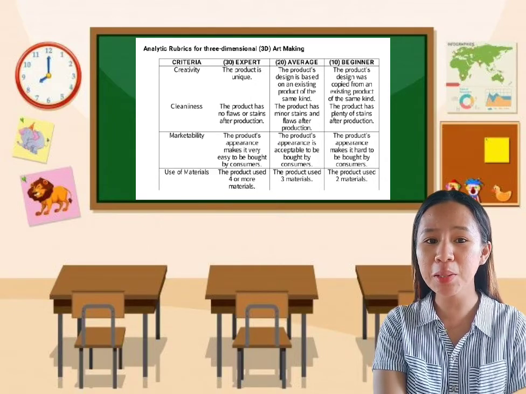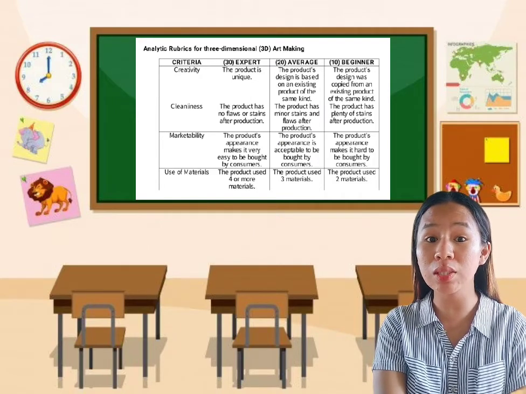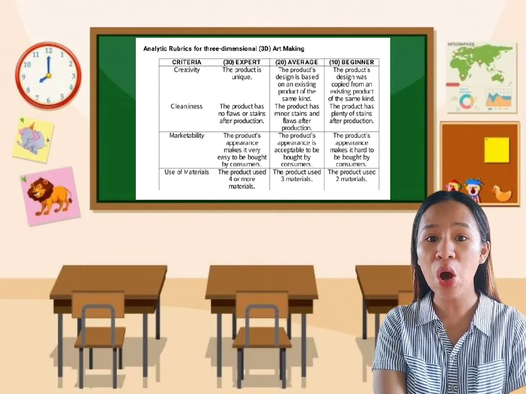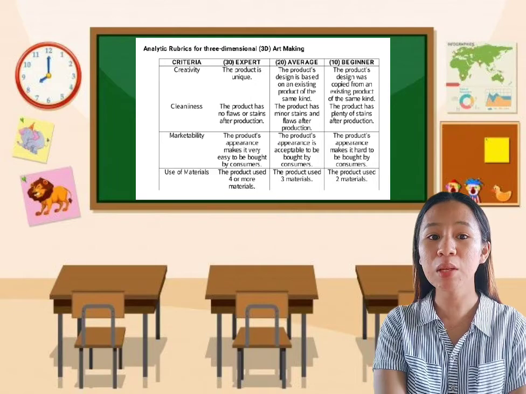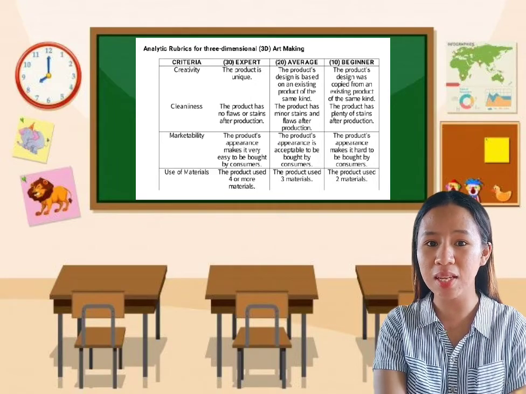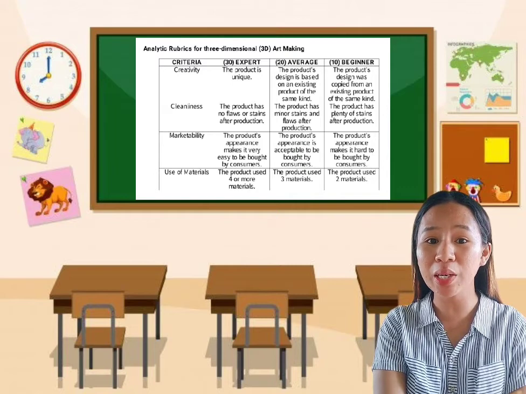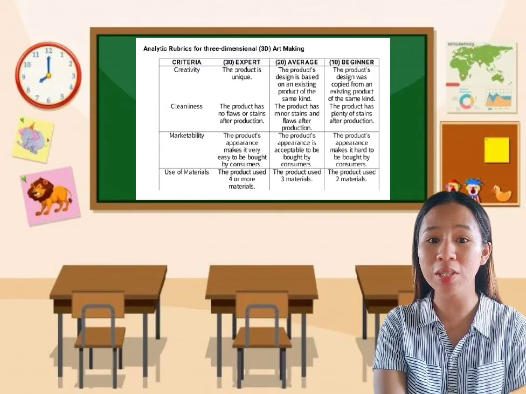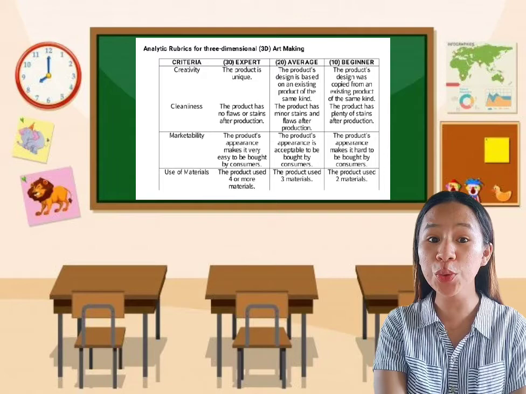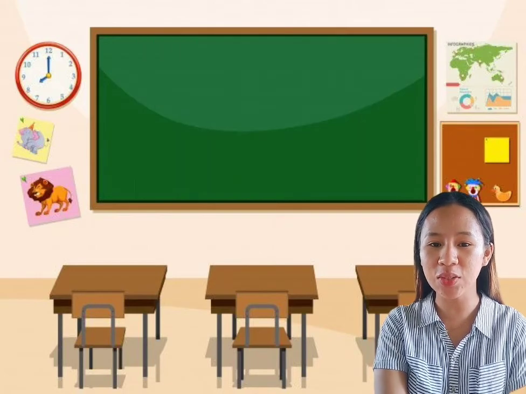Lastly, under the beginner level, it includes that the product design was copied from an existing product of the same kind. The product has plenty of stains after production. The product's appearance makes it hard to be bought by consumers, and the product used 2 materials.